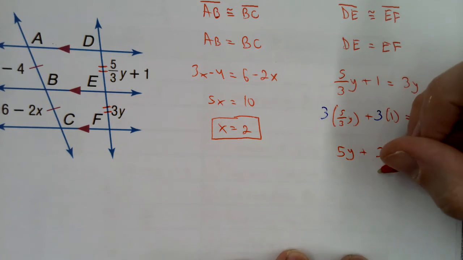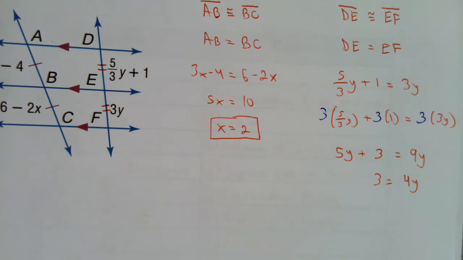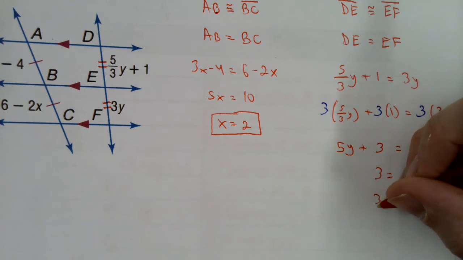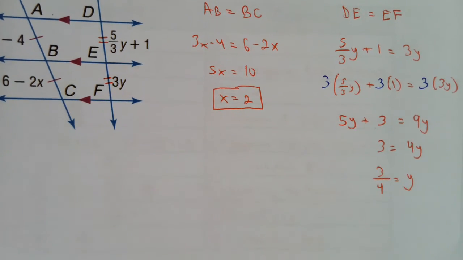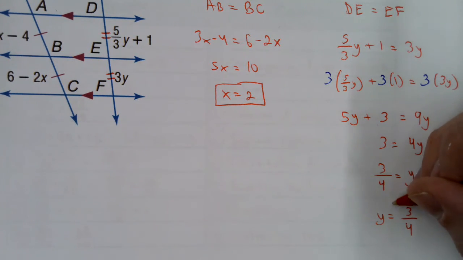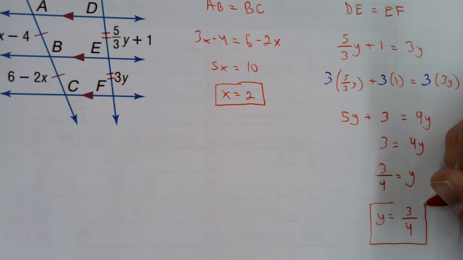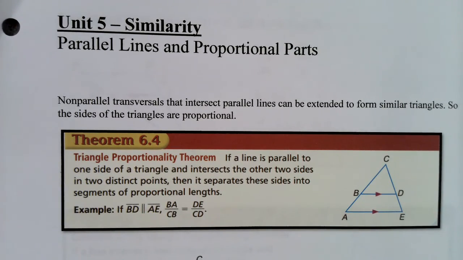Subtract 5y on each side. 3 equals 4y. And then divide by 4. So you get a fraction, which is okay. 3/4 equals y. Y equals 3/4. Okay. So that's the end of that lesson. That lesson was called Parallel Lines and Proportional Parts.